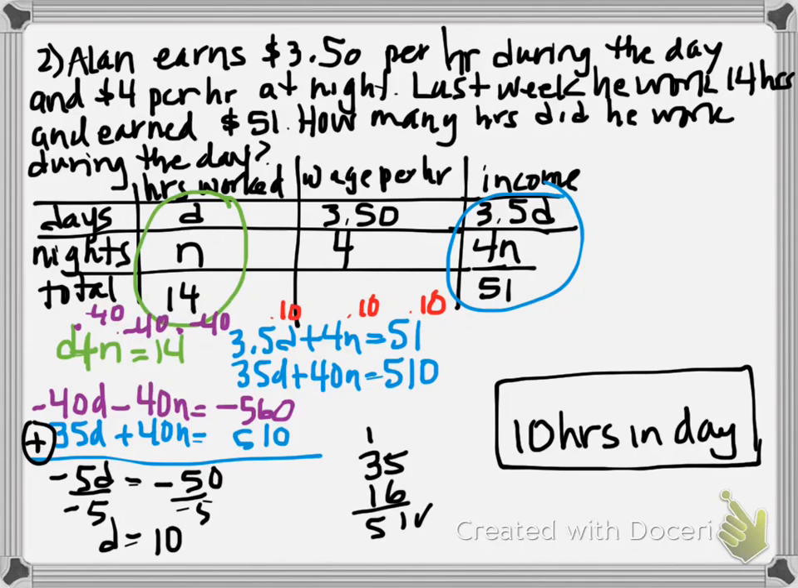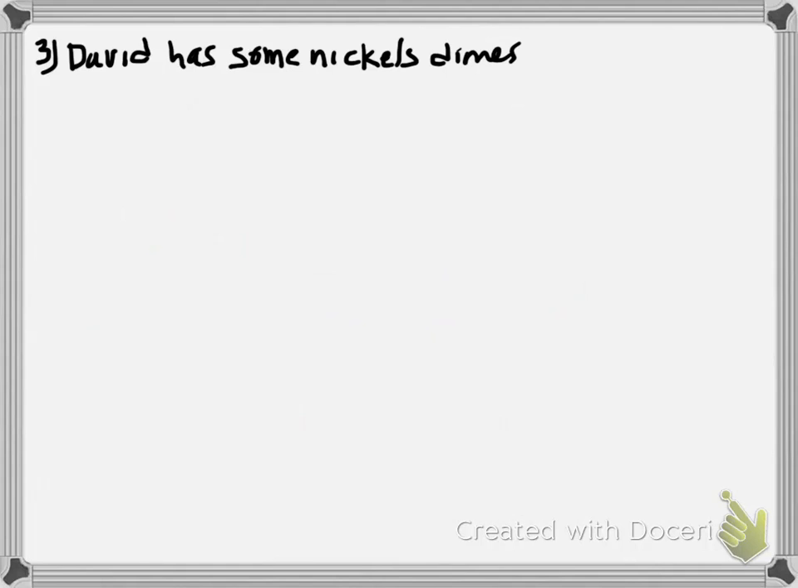Okay, let's do one more on this, and then we'll end up stopping this tape and then creating a second part. So the third problem we're going to do deals with David and coins. So David has some nickels, dimes, and quarters worth $4.50.